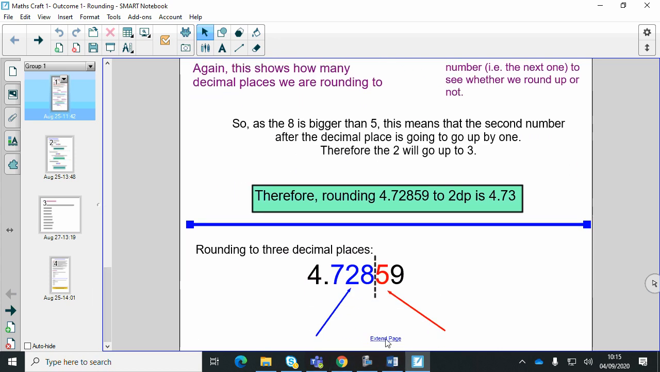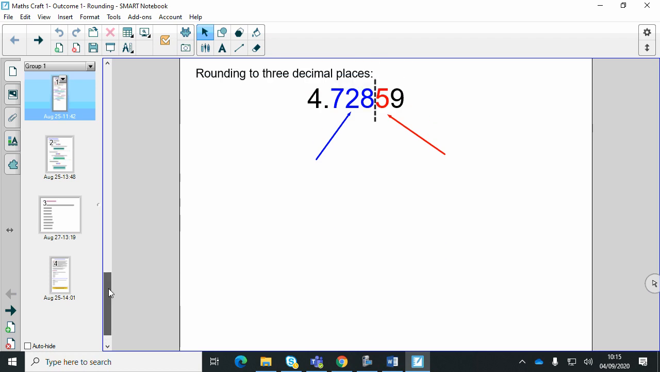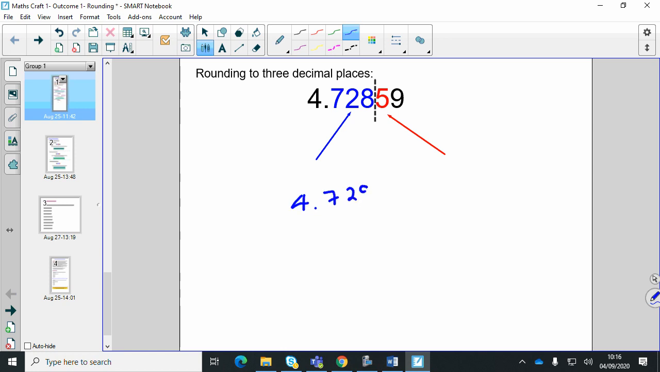Now, rounded to 3 decimal places, we can see here that we've got 4.728. That's 3 numbers after the point, but we need to check this number here. Now, because this is a 5, what happens is this 8 is now going to go up. So this is now going to be written as 4.729. The 5 rounds the 8 up.